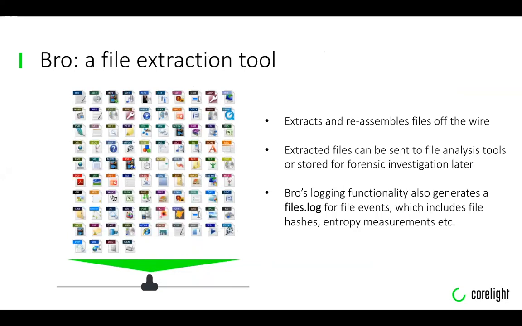Second point, right? Bro is a file extraction tool, so it can extract and reassemble files off the wire. Any file type, it's really not limited at all in that respect. And it also generates a separate log that goes with files called the files log, which has that entropy measurement that I mentioned earlier.